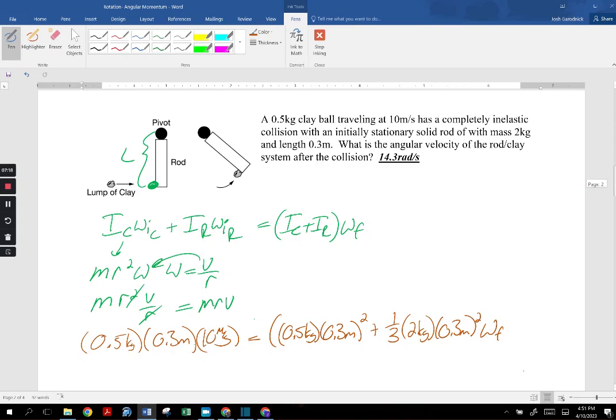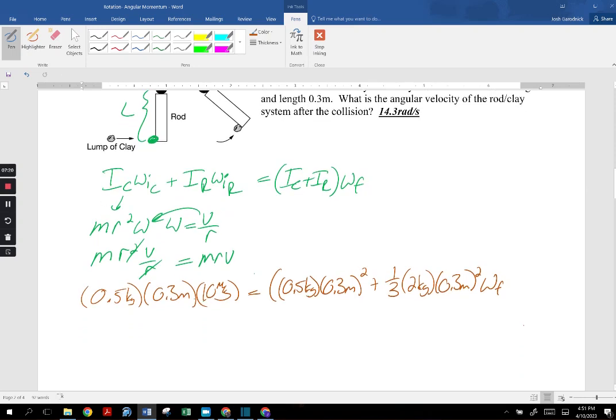Now, if you notice here, this is not algebraic, and if it was, it would be a little bit easier. But there is an r in every term. So that might help you in terms of solving this algebraically. One of the r's will divide out. And then we get omega final is simply 14.3 radians per second.